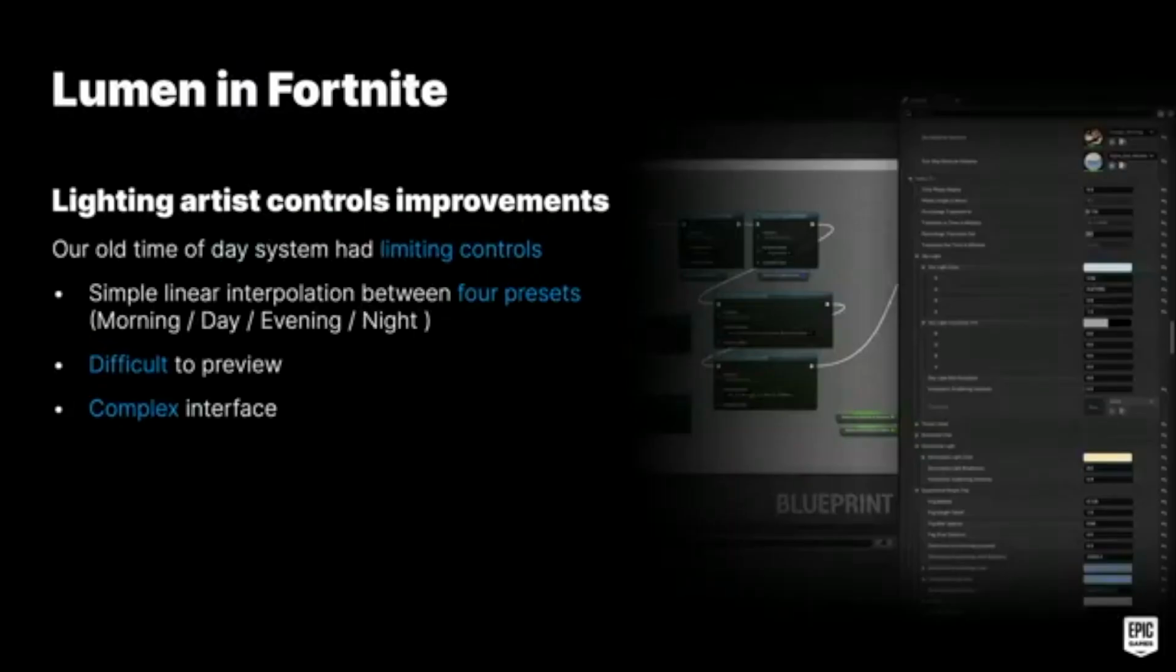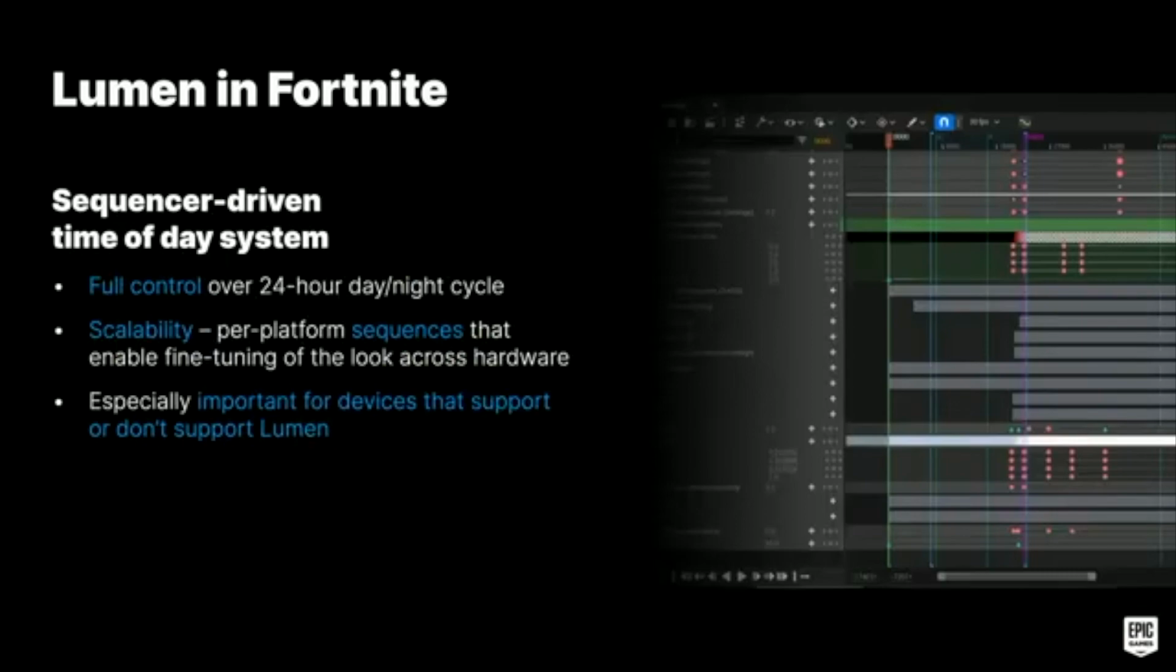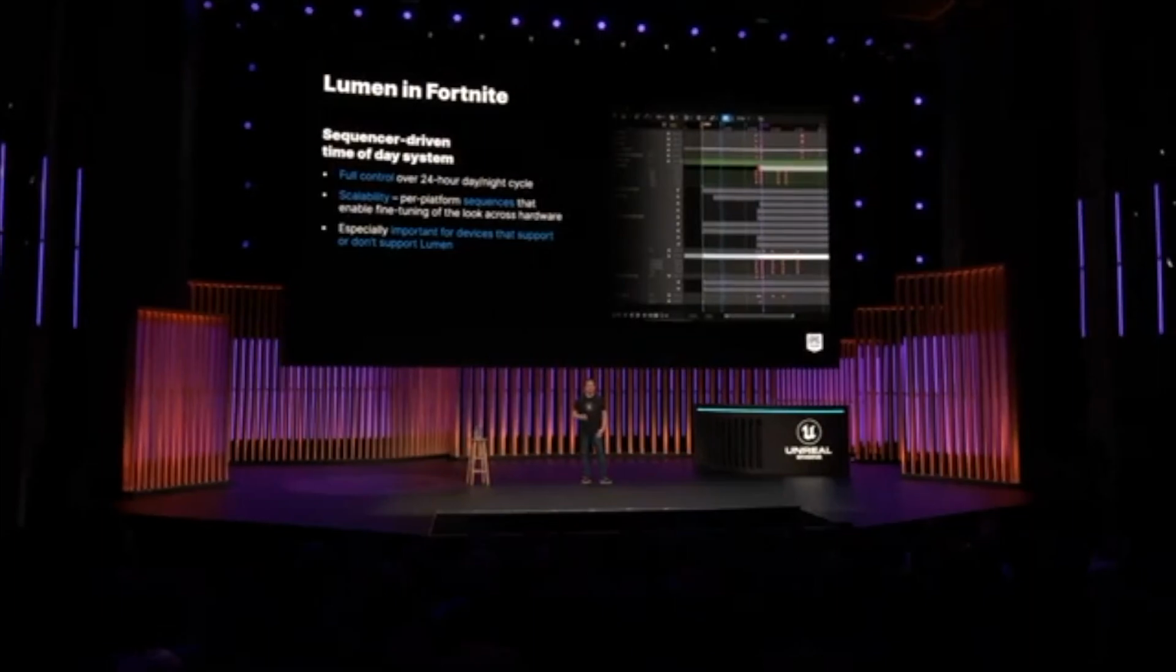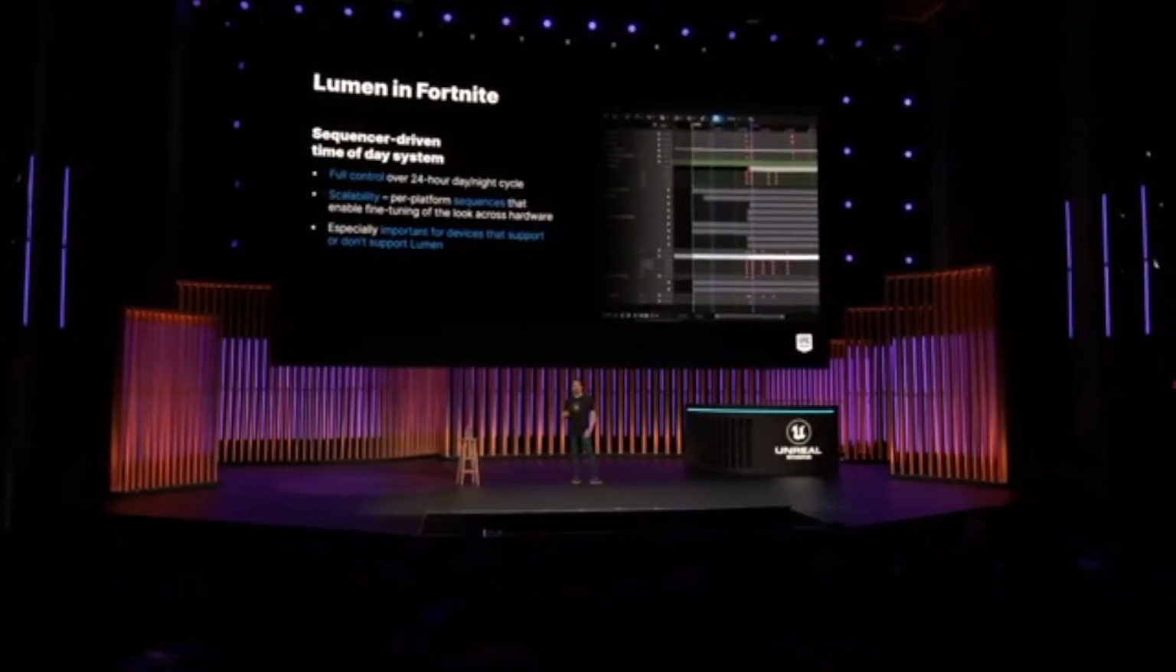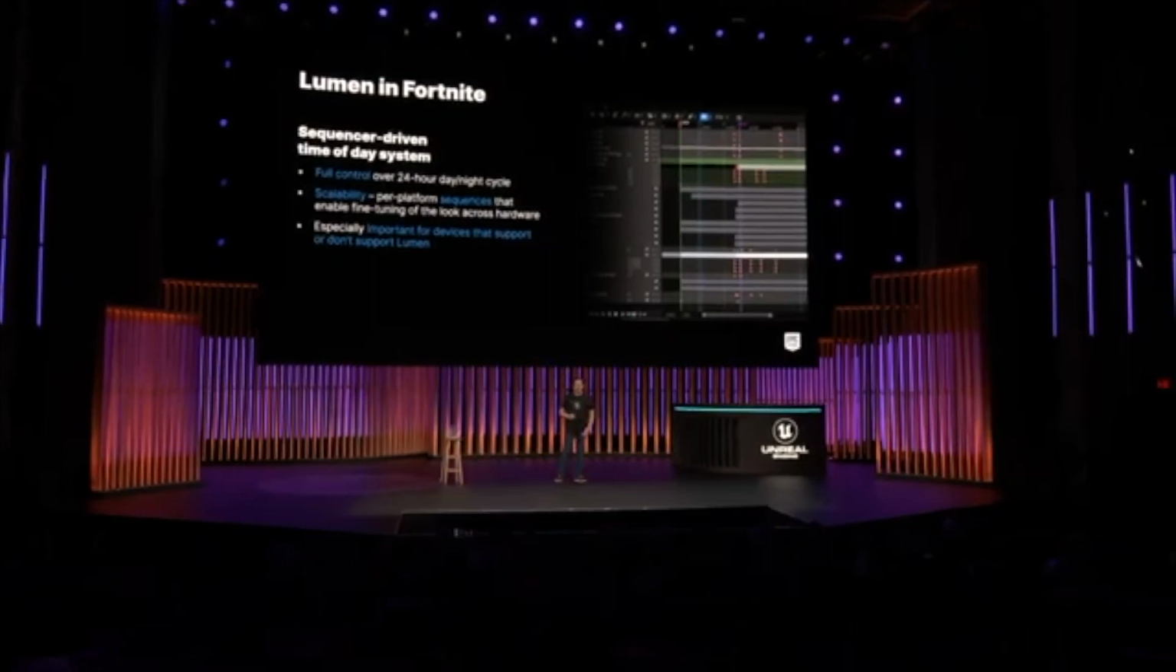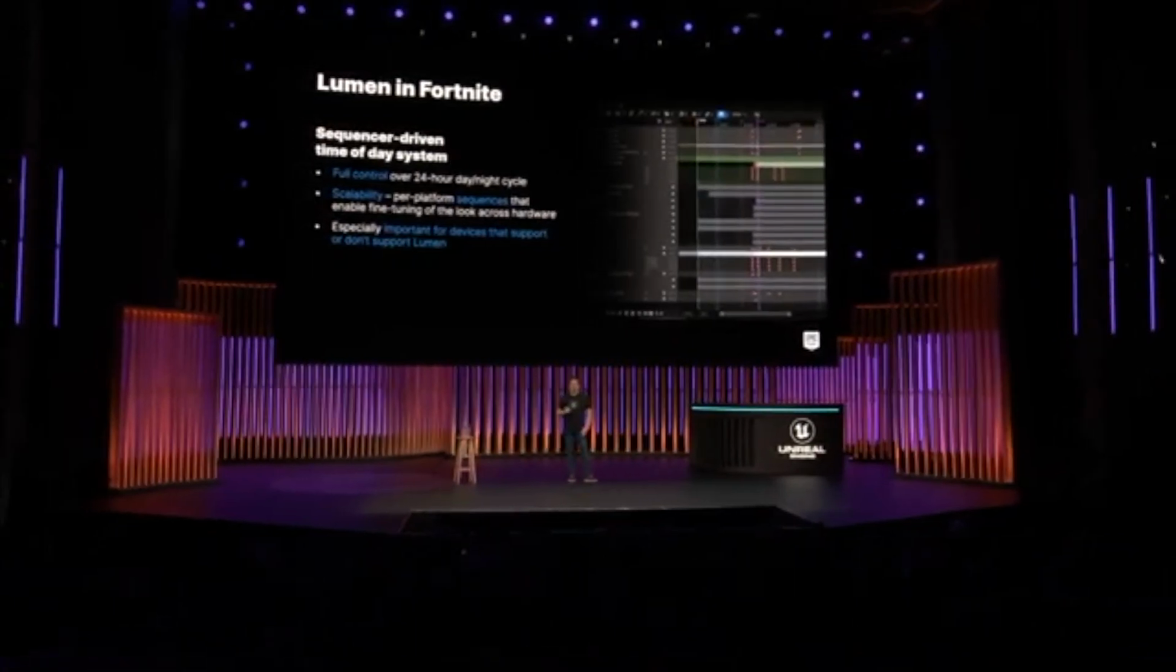Now that we had this amazing lighting engine, we needed more control over it. And our old time of day system was very limiting. It only had a linear interpolation between 4 presets, and it was rather difficult to preview, and it had a very complex interface. So we switched our time of day system to a sequencer-driven system, which was great because we had full control over each second of the 24-hour day cycle. And for scalability, we were able to have a separate sequence for each platform. This allowed us to tweak the lighting exactly as we wanted it and needed it on each platform.